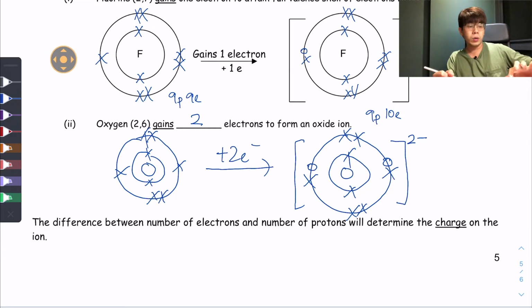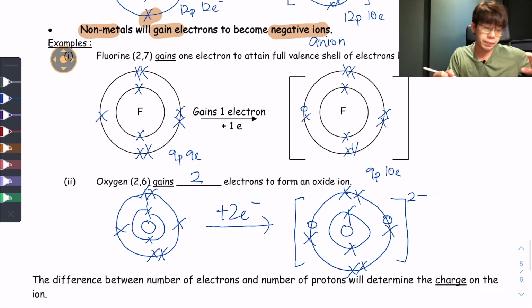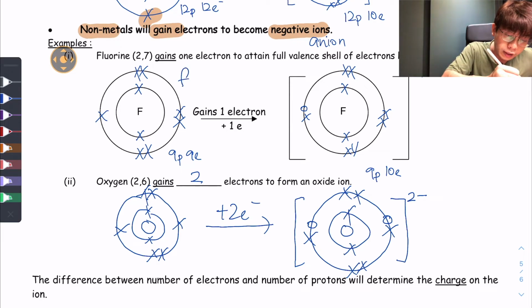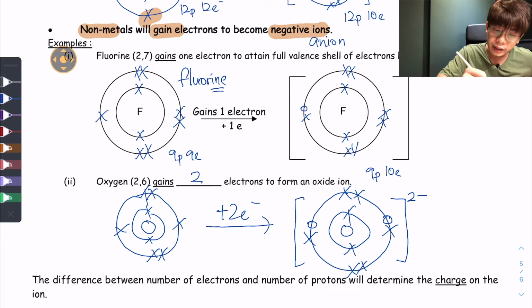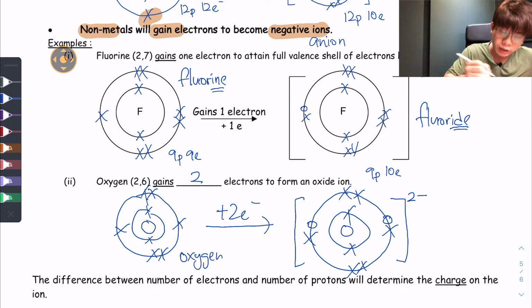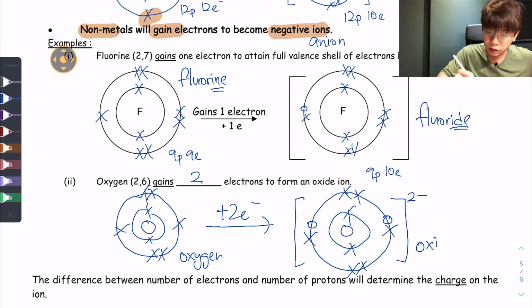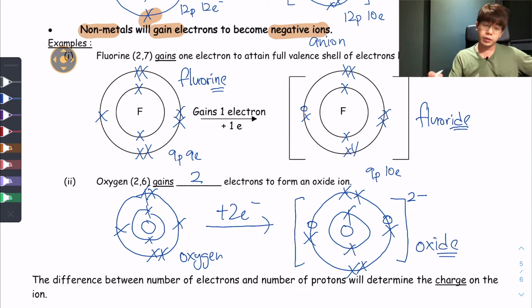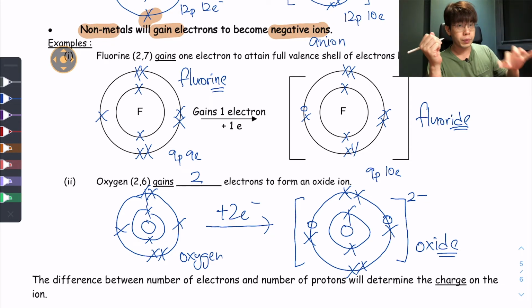Non-metals have a special name for their ions. Fluorine, ending in I-N-E, forms the fluoride ion. Oxygen forms the oxide ion. We have gone through 2 examples each.